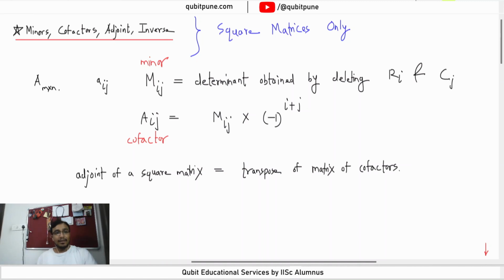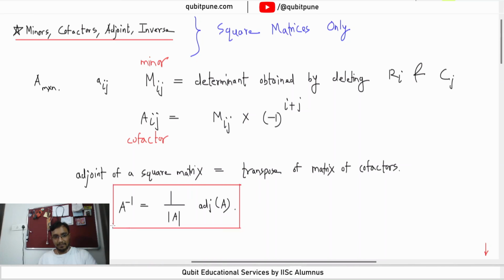Yes. And then comes the main formula, inverse. A inverse is 1 upon determinant of A into adjoint. You should know this formula. An interesting application of scalar multiplication. ठीक है? यहाँ तक sounds clear है ना? कोई problem नहीं है इसमें.